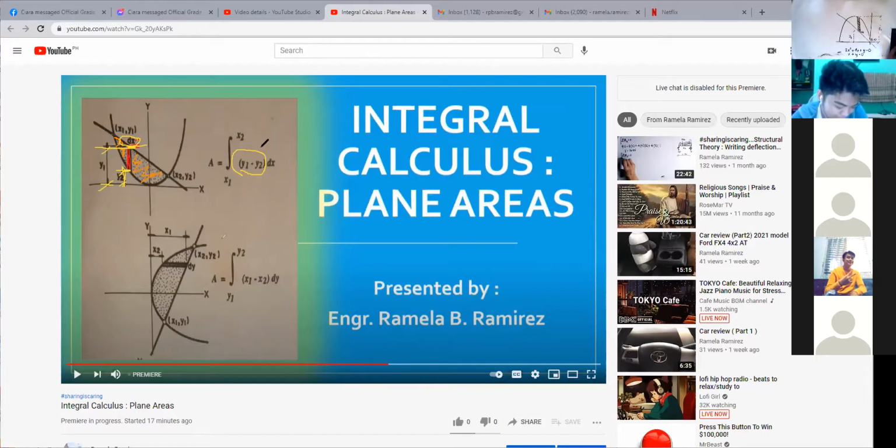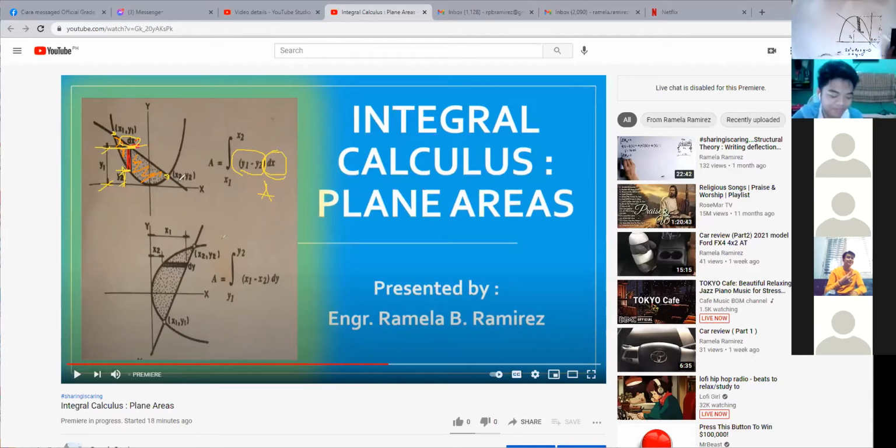So if you are going to notice, this is just simply the area of the element, wherein dx is the width and y sub 1 minus y sub 2 is the height. So you multiply height with the width, you determine an area, di ba? Okay. So since you have the area y sub 1 minus y sub 2, and you have the element which has a width dx, then you are going to determine the area given that yung element will be moving from a certain point to another point.